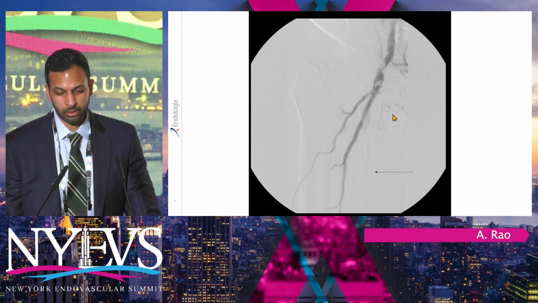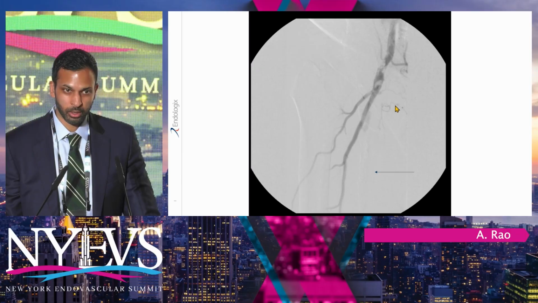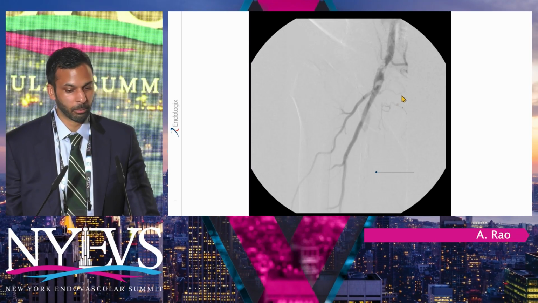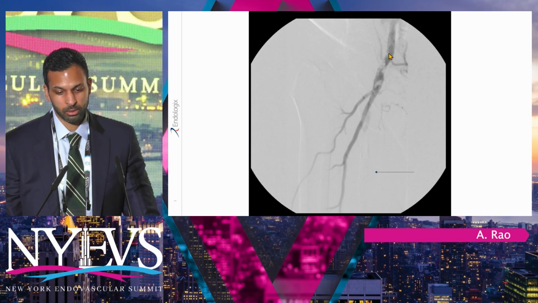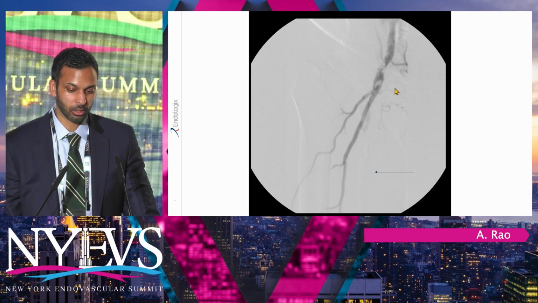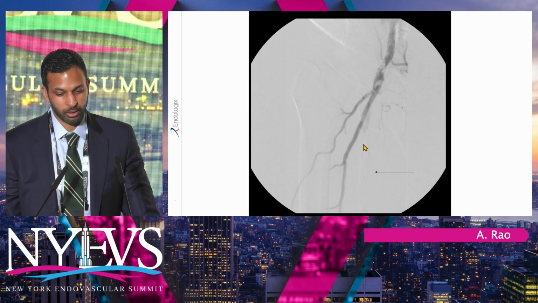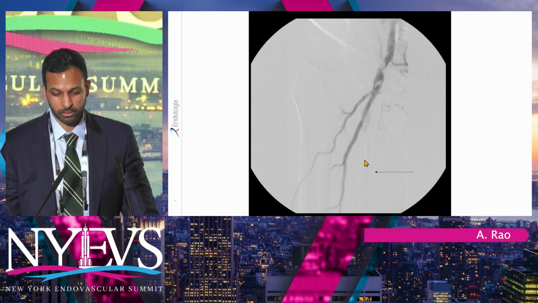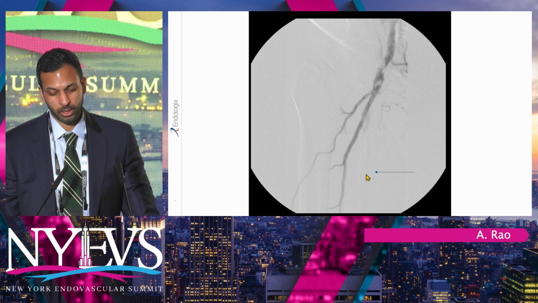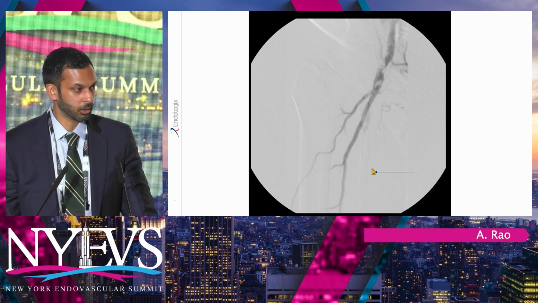Number two, you want to talk about how you're going to treat it. So before PTAB, probably my option here would be doing a common femoral endarterectomy and then coming back and trying to open up that SFA. But again, I don't know if I'm going to be able to open up that SFA. It's severely calcified, and I just don't know if I can get a wire to cross it.